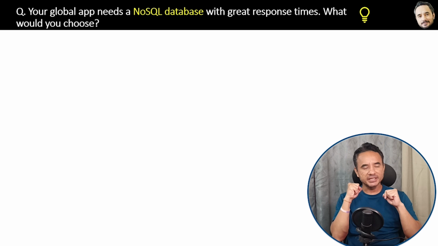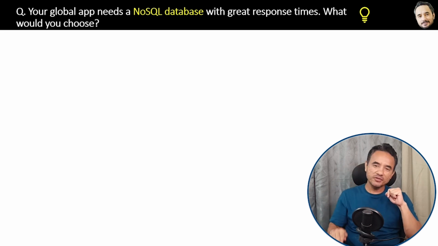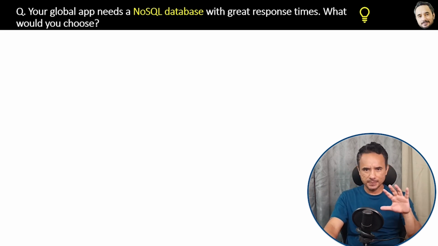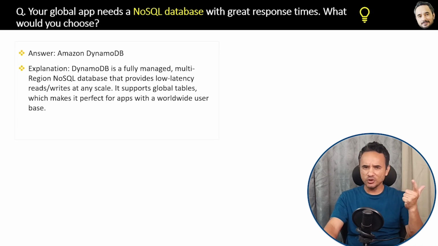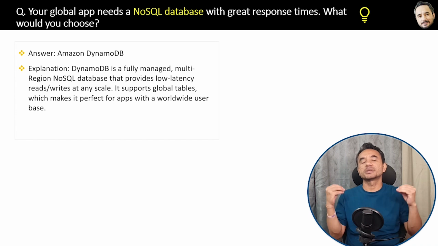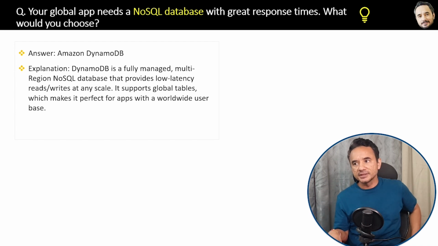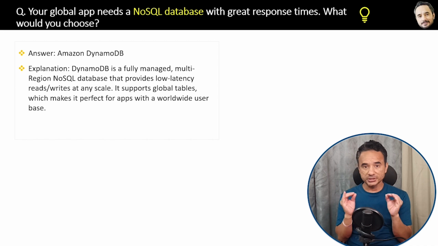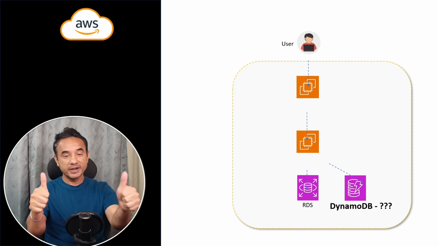Your global application needs a NoSQL database with great response time. What would you choose in AWS? So pause the video. You already know the answer. Very simple. Done? Here it is. DynamoDB. Okay, it's a fully managed multi-region NoSQL database that provides low latency read-write at any scale, supports global tables, which makes it perfect for apps with a worldwide user base. So it's very popular, and therefore it's a good option in AWS. Okay, great job my friend.